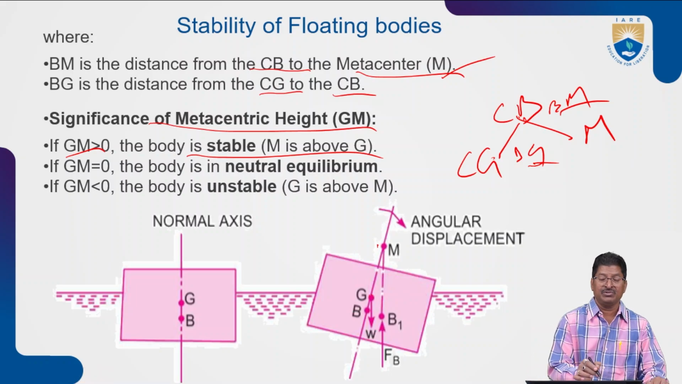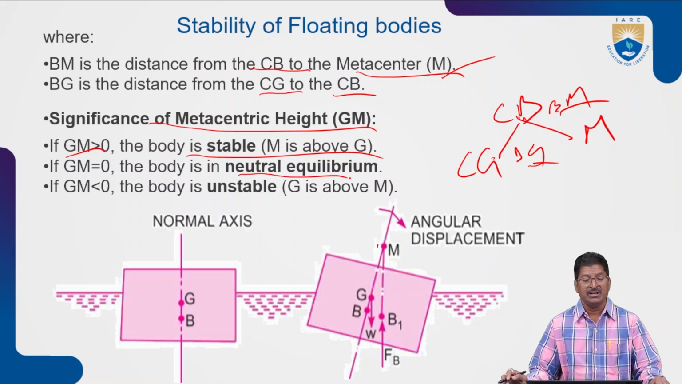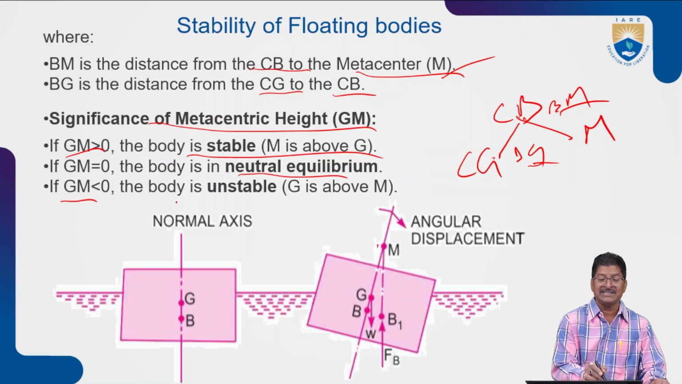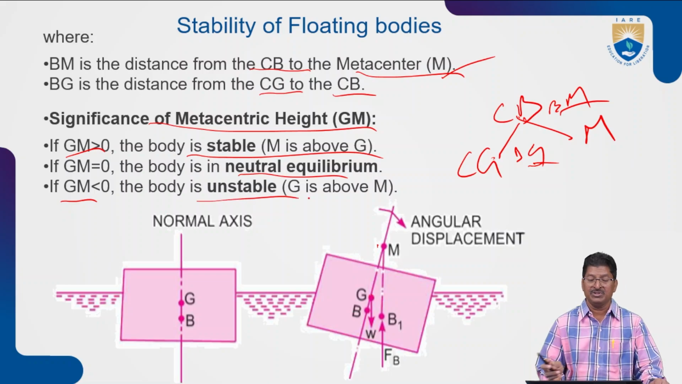If it is 0, then it is a neutral equilibrium. That means B and G are the same point. When GM is less than 0, it is unstable. Less than 0 means M is below G. So that is the unstable condition.